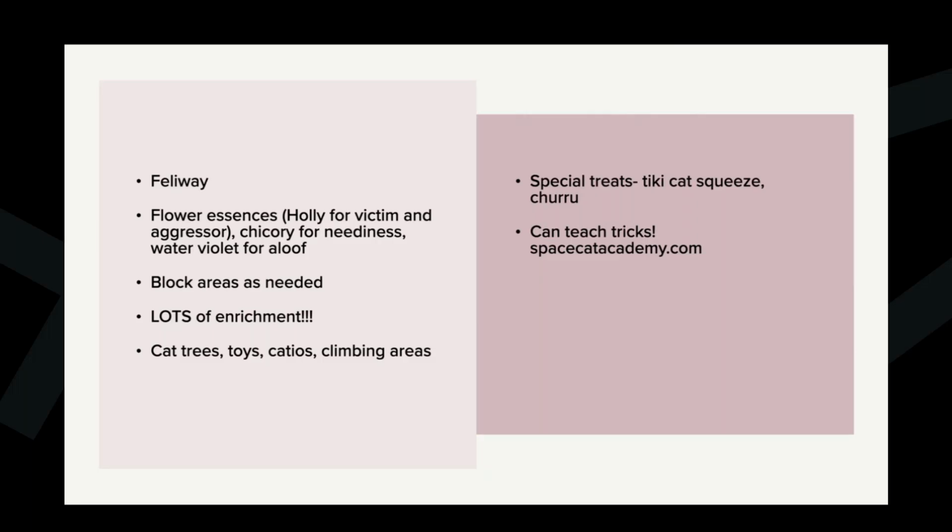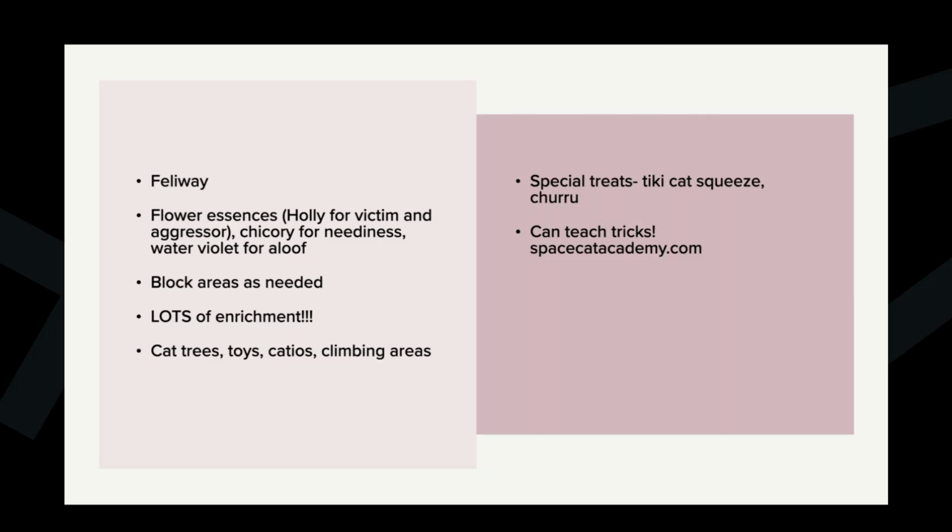Holly is great for victim and aggressor. Chicory is for needy cats, which would be like the pulsatilla or the phosphorus cats. Water violet is for very aloof, like Lucy, the Platina kitty. Block areas off to keep them away from each other. Like my two kitties, Theo would eat Jimmy's food, so Theo eats in the basement with the door closed. And then Jimmy eats upstairs so that Theo doesn't take away his food.